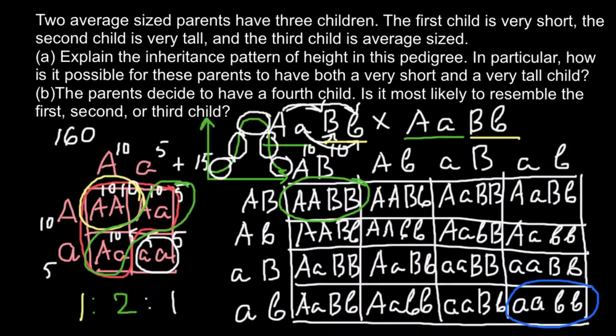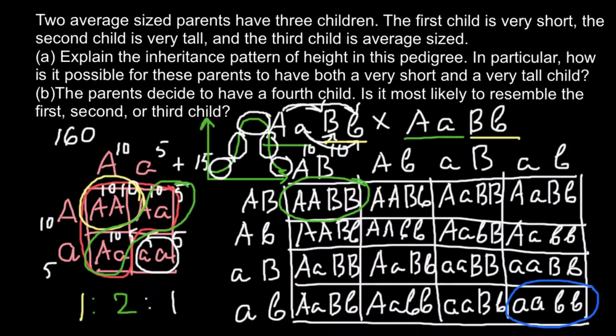So as you see, we gave an answer to the first question, explain the inheritance pattern of the height in this pedigree, in particular how it is possible for these parents to have both a very short and a very tall child. If the parents are average, they can be heterozygous, but they may also have very tall and very short progeny, but most of their progeny would be average tall.